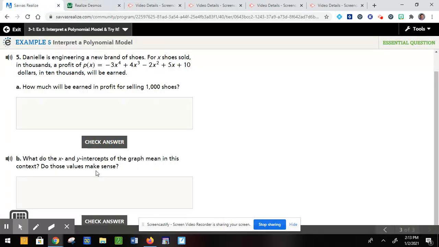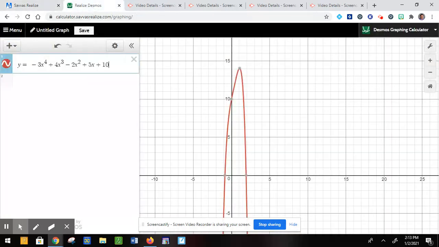The second part of the question is find the x and y-intercepts, and then what do they mean in context, and does that make sense? So the x-intercepts, there's actually two. There's one over here and one over here. So the first one certainly does not make sense because you cannot produce a negative amount of shoes. So there's no context for that that makes sense, right? This one sort of makes sense.